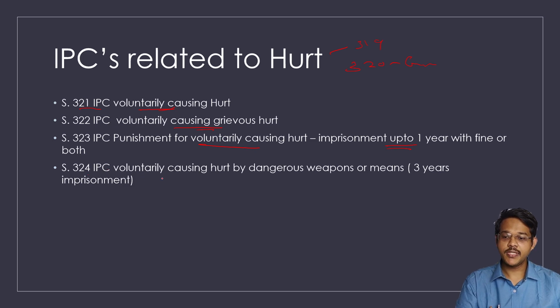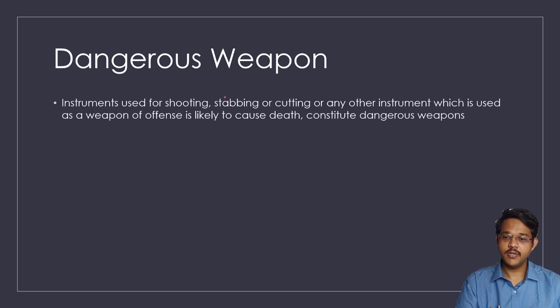Then 324 IPC defines voluntarily causing hurt by dangerous weapons or means. Here the punishment is up to 3 years of imprisonment. Dangerous weapons or means has a separate definition. Dangerous weapons include any instrument used for shooting, stabbing, or cutting, or any other instrument which, used as a weapon of offense, is likely to cause death.